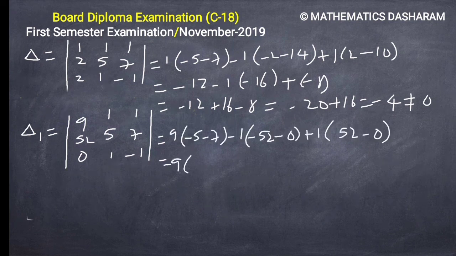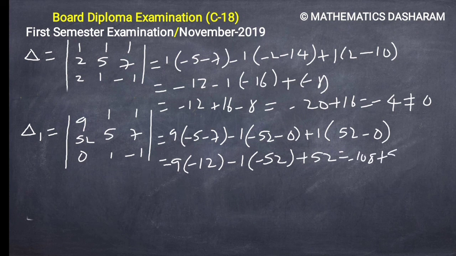9 into minus 5 minus 7 minus 12, minus 1 into minus 52, plus 1 into 52 is 52. So it is equal to 9 twos are minus 108 plus 52 plus 52. 52, 52, 104. So the answer is minus 4.